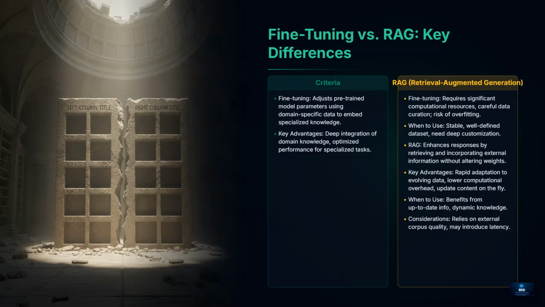It's important to distinguish fine-tuning from another popular technique, retrieval augmented generation, or RAG. Fine-tuning actually modifies the model's internal parameters to embed domain knowledge. RAG, on the other hand, keeps the model's weights the same but retrieves relevant external information dynamically during generation. This means fine-tuning offers deep integration for specific tasks, but RAG is faster to adapt to new data and requires less retraining. Choosing between them depends on whether you need deep specialization or dynamic, up-to-date information.